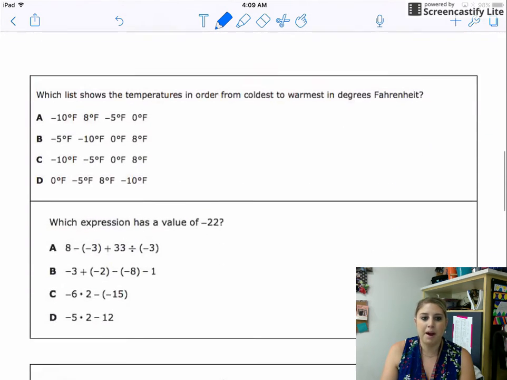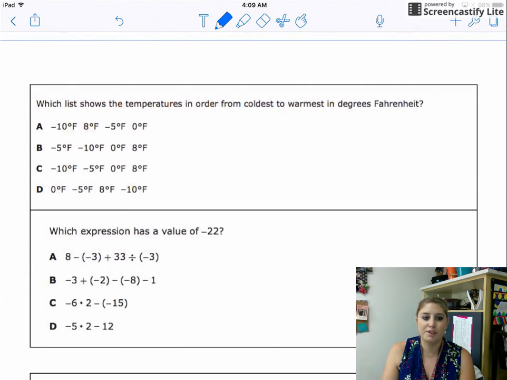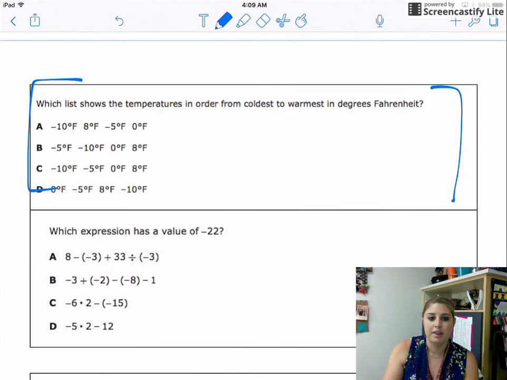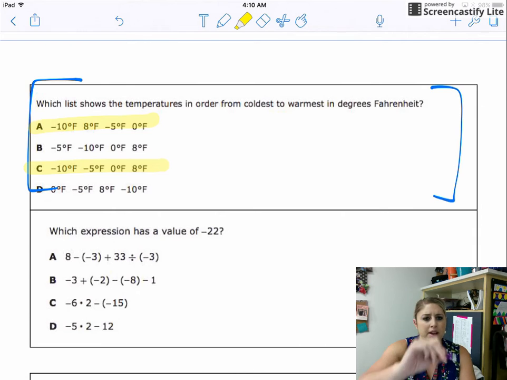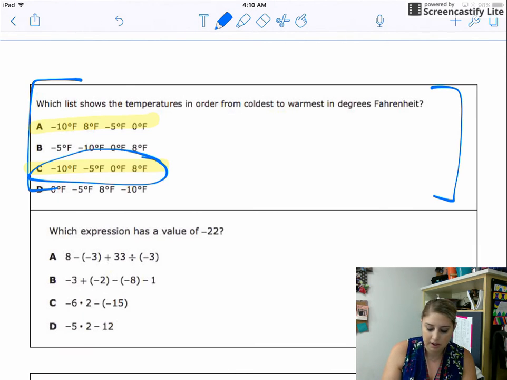Okay, flip it over to the back, please. I want you to do this ordering problem. This one should not be very difficult and should not take you very much time. All right, going from coldest to warmest, the coldest temperature on here is -10. So I know it could be A or it could be C. And then I see it goes from -10 to 8 on A, and that's not going to work out for us. So I know it's got to be C. Hopefully that one was like, whew, easy, nice.